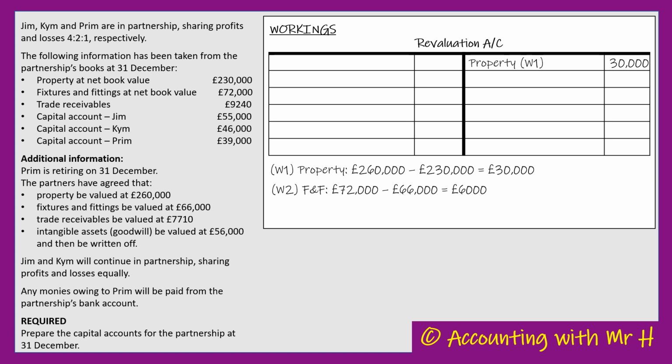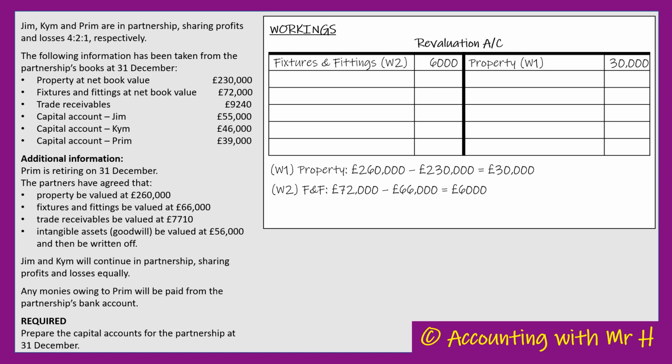So again, imagine the T account, the fixtures and fittings account. That's an asset again, so it's currently got a balance on the debit of 72,000. We need to reduce that to 66. So we'll need to credit fixtures and fittings with 6,000, which means we will then debit the revaluation with 6,000. And there we go. And then the final one we've been given in this question is the trade receivables.